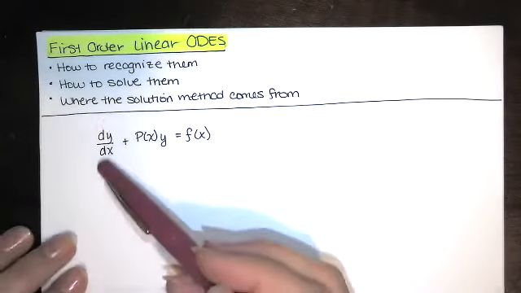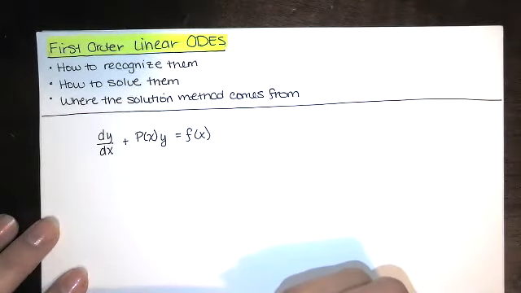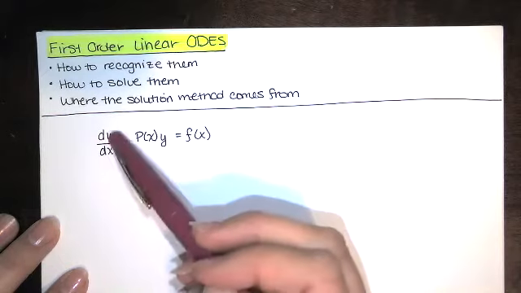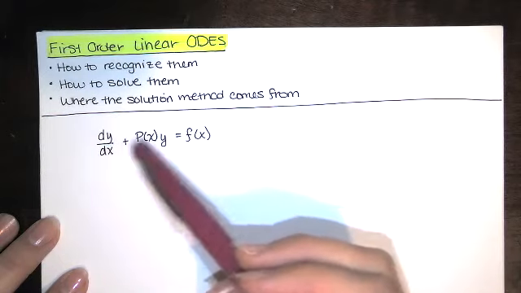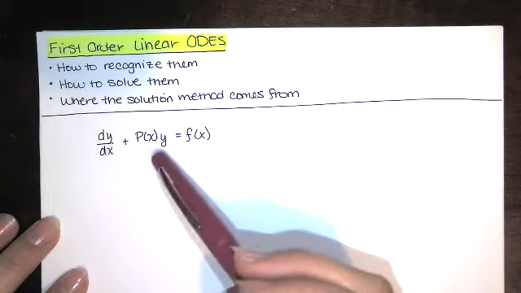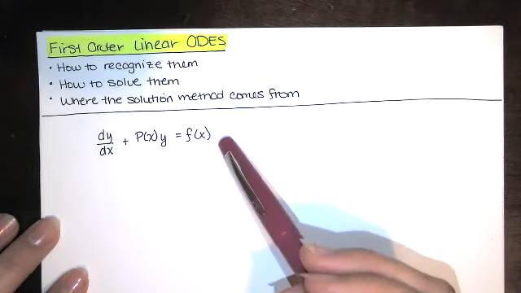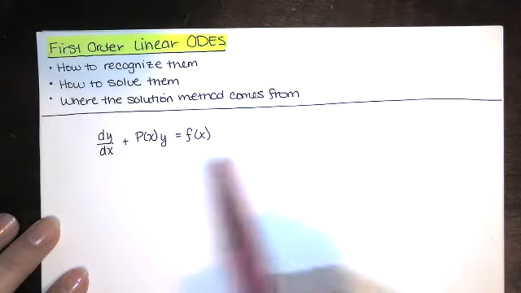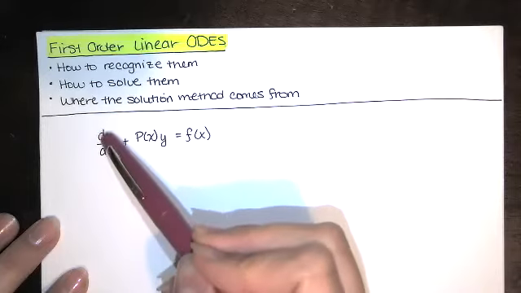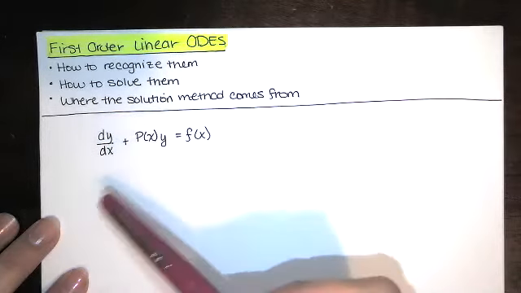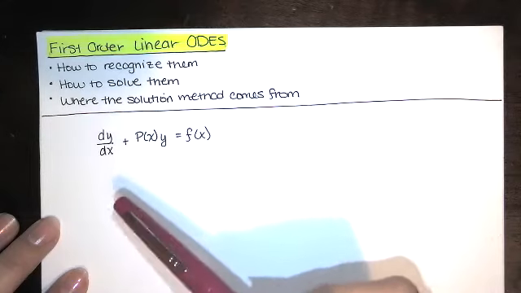We know it's first order because you've got a first derivative here. And we know it's linear because our y and our dy dx term have been moved to the left-hand side. All other functions have been moved to the right-hand side. And after doing that, we can see that the derivative of y is raised to the first and y itself is raised to the first.